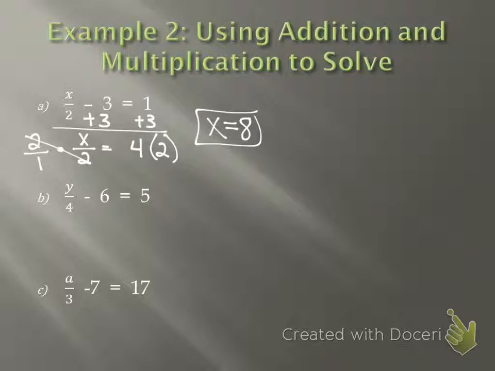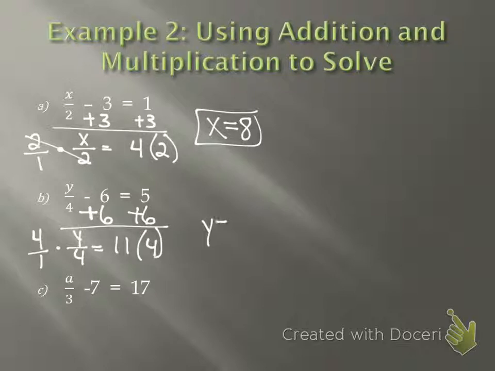All right, B. On B, what's the first thing I do, class? Times the y. No. What's the first thing I do? Add 6. Add 6 to both sides. Y over 4 equals 11. What do I multiply by? 4, both sides by 4. And y equals 44.